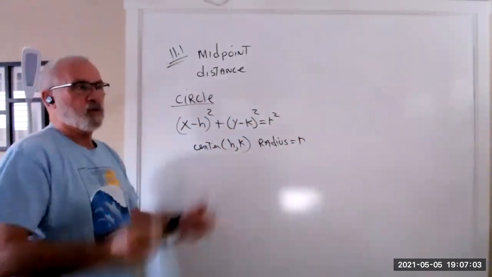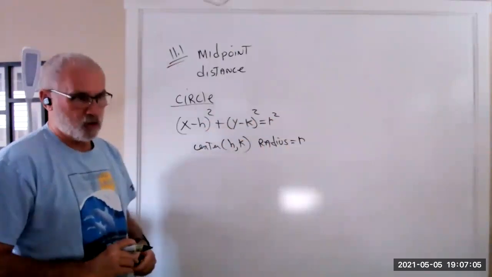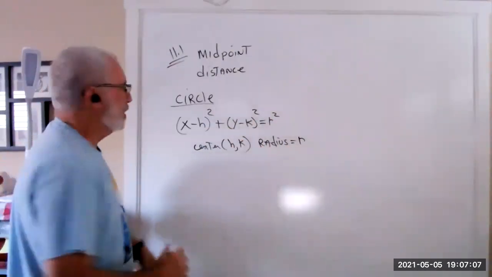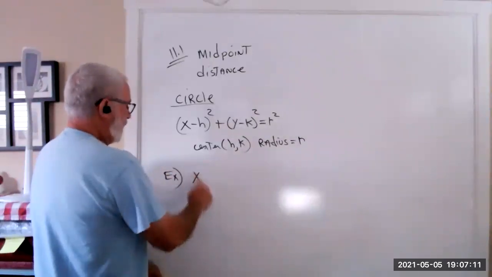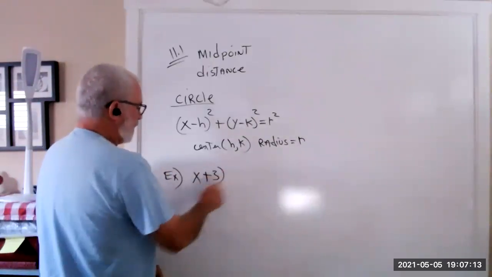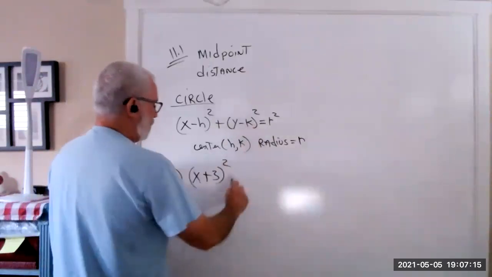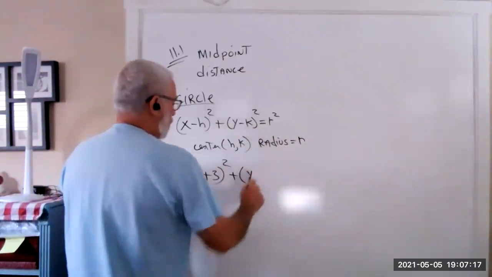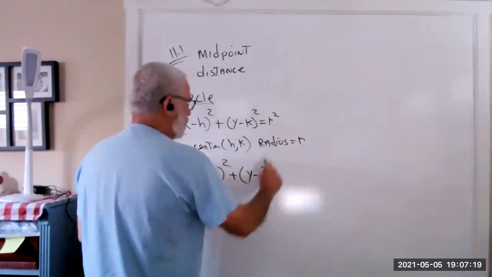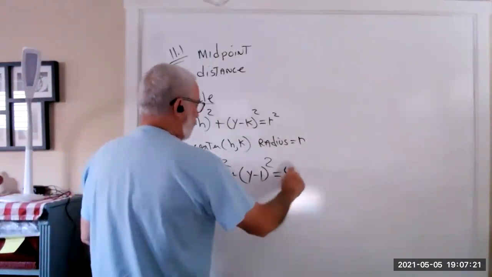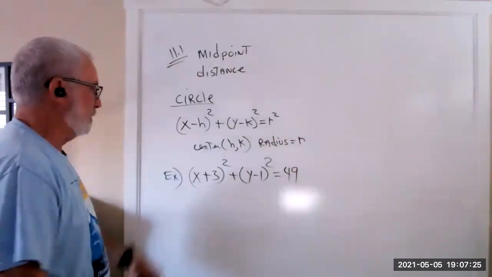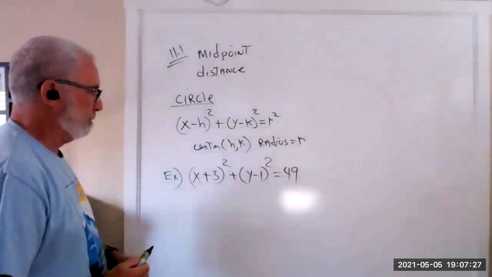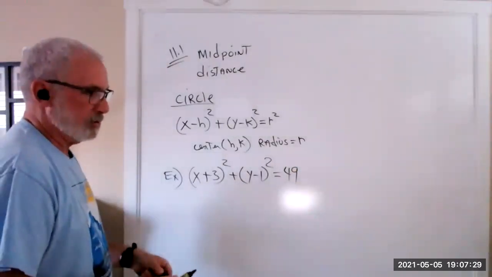And for example, I tried to trick you. What if I gave you, for example, x plus 3 quantity squared plus y minus 1 quantity squared equals 49? Okay, what's the center?